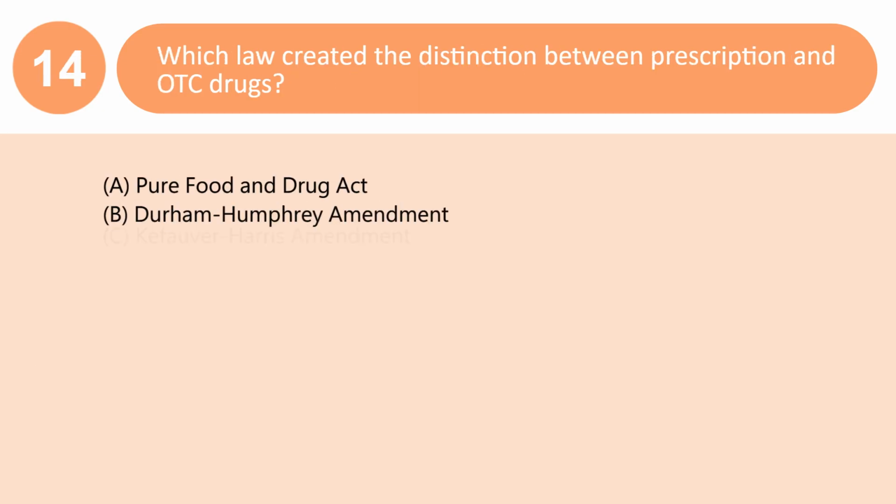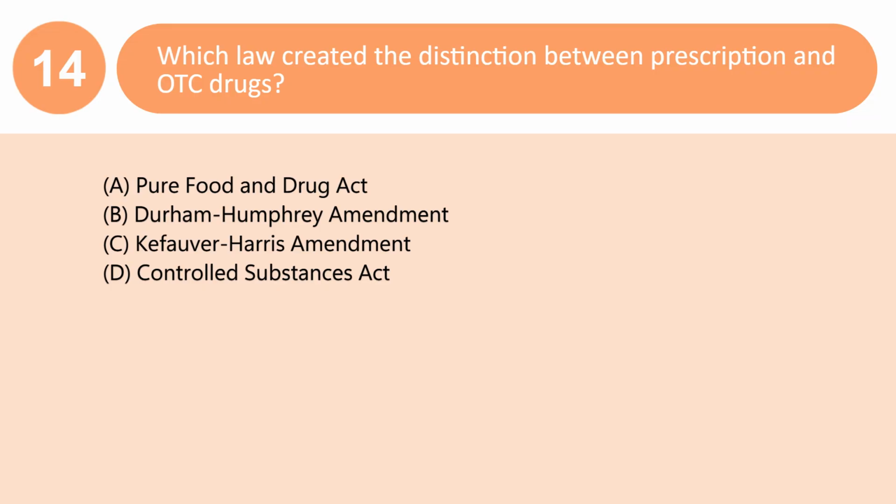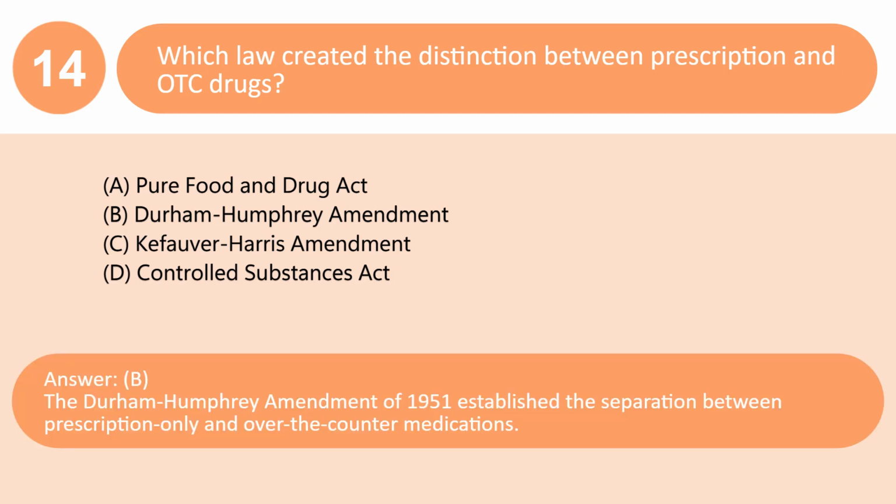Which law created the distinction between prescription and OTC drugs? A. Pure Food and Drug Act, B. Durham-Humphrey Amendment, C. Kefauver-Harris Amendment, D. Controlled Substances Act. Answer, B. The Durham-Humphrey Amendment of 1951 established the separation between prescription-only and over-the-counter medications.